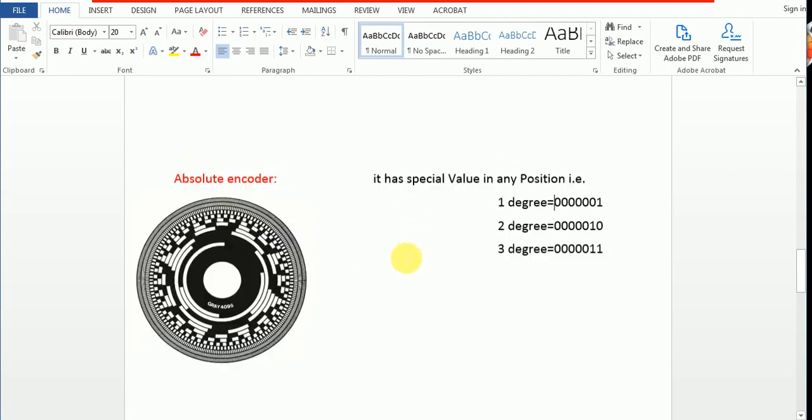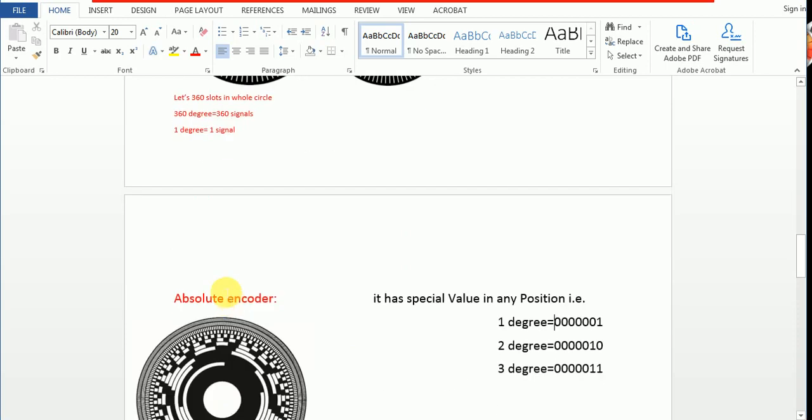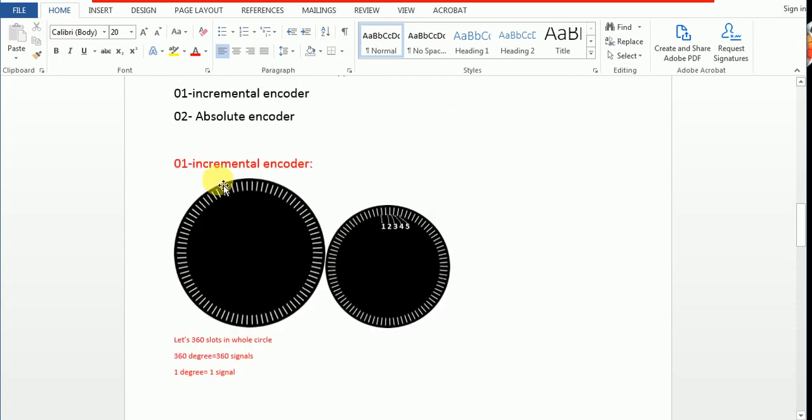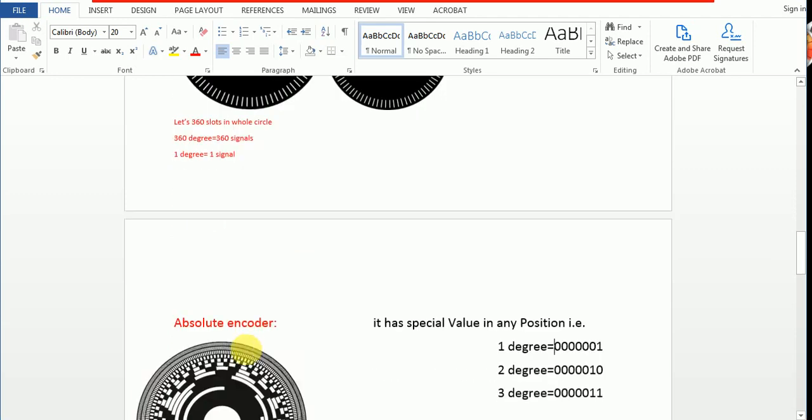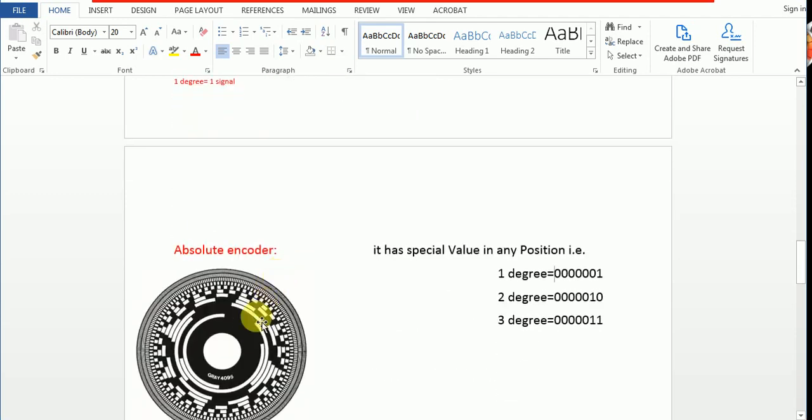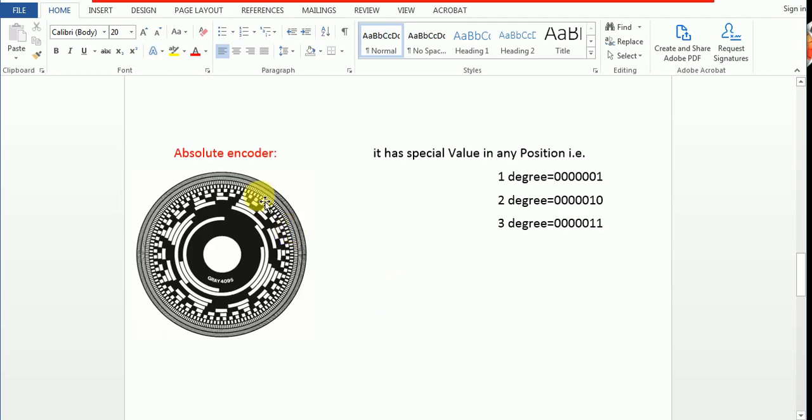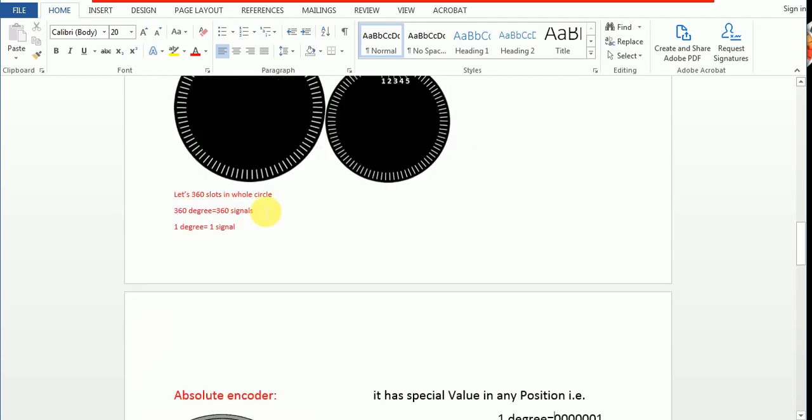So the difference between the incremental encoder and the absolute encoder is that the incremental encoder has only one row of slots, or 1 or 2, but the absolute encoder has a disc with a lot of patterns. This is the main difference between the absolute encoder and the incremental encoder.